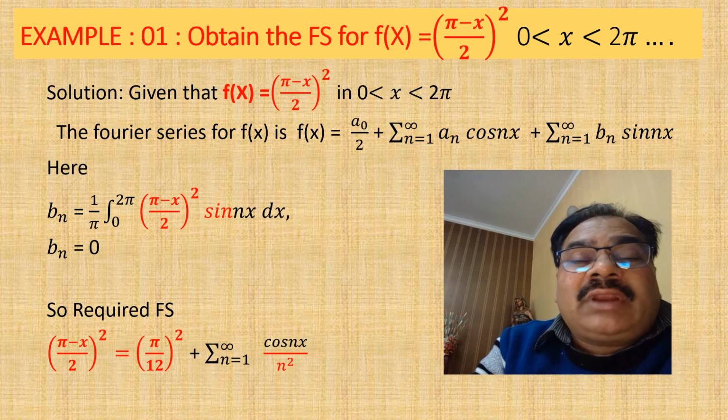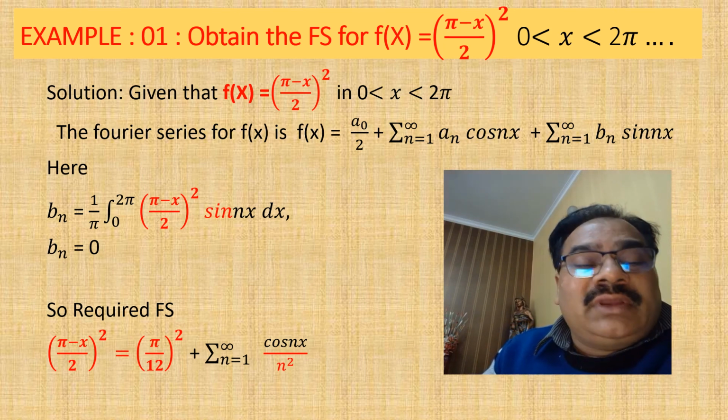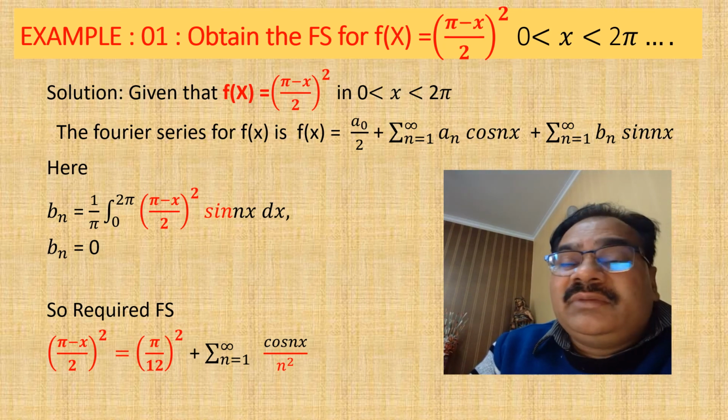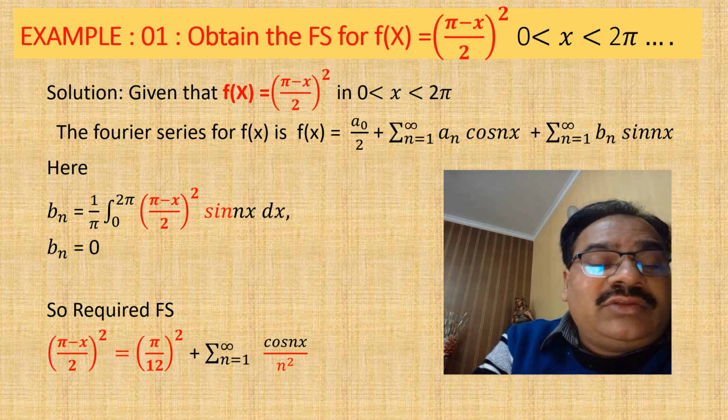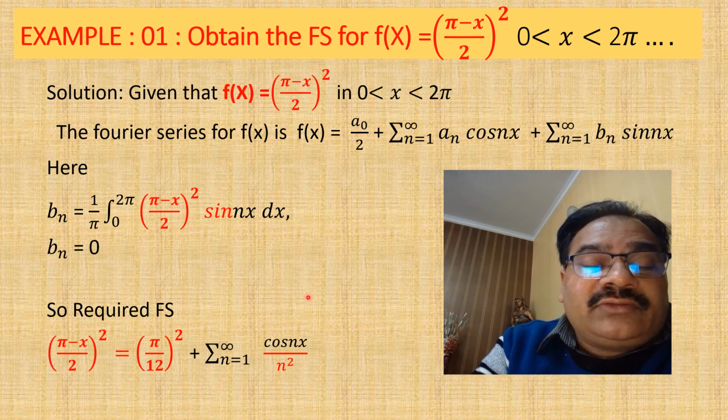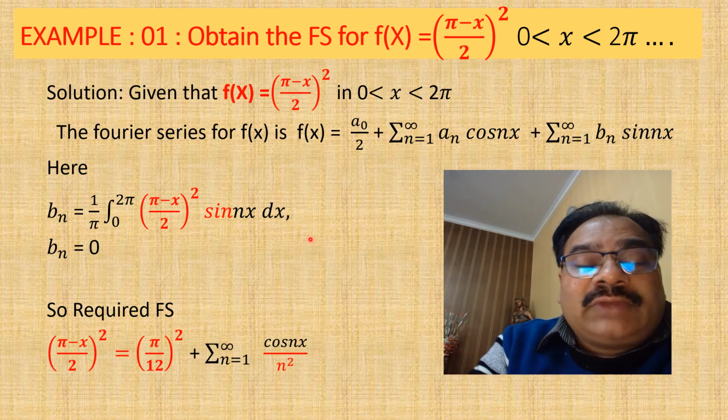I have left several steps during the computational steps just for your practice. Just do the practice, and then correlate: your Fourier series should be (pi by 12) whole square plus summation over n equal to 1 to infinity cosine nx by n square.